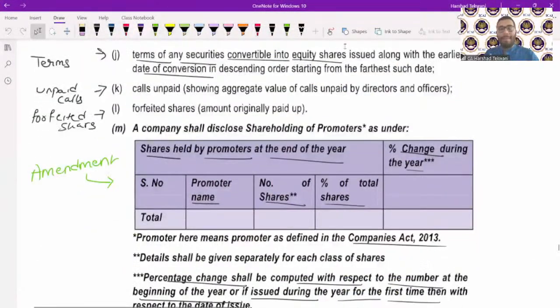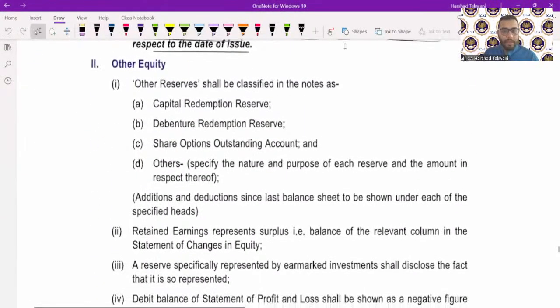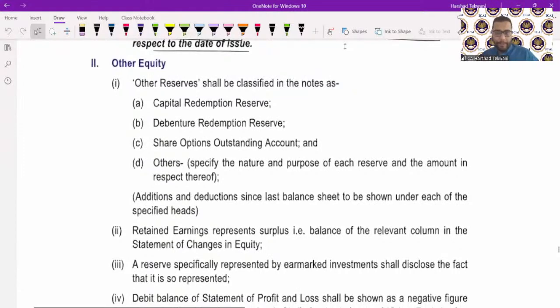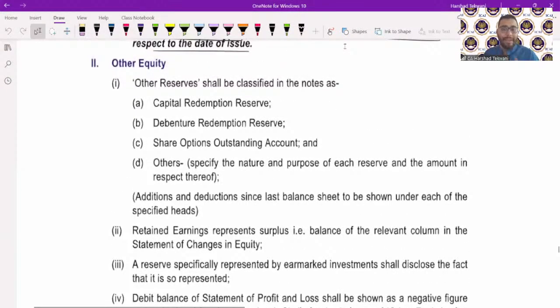Okay, welcome back, guys. I hope everyone is recharged. Let's move forward to the rest of our Division 2. We saw the equity, now we will see other equity. As we also saw in our statement of changes in equity, it's on the same line, nothing different. You just need to provide the details.